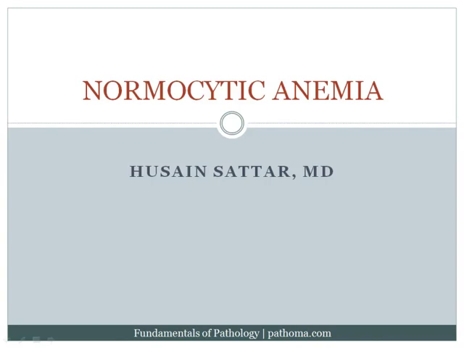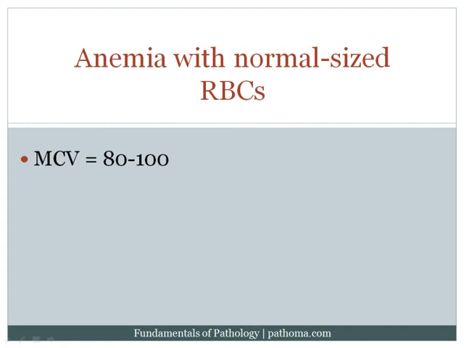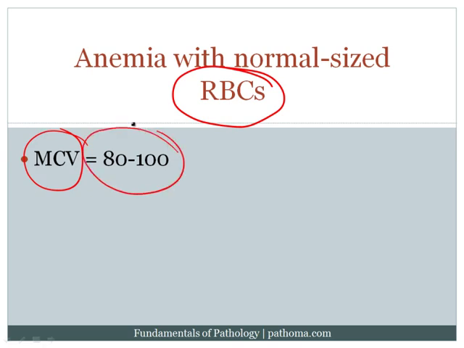The third subtype of anemia is normocytic anemia. And recall, based on the paradigm that we've established when we discussed both microcytic and macrocytic anemias, that a normocytic anemia will be defined by the fact that there is an anemia, i.e. a decrease in red blood cell mass. However, the red blood cells are normal sized. And again, the key measure of size that we've been using is the MCV, or the mean corpuscular volume. And in a normocytic anemia, the MCV will be normal, which is between 80 and 100.